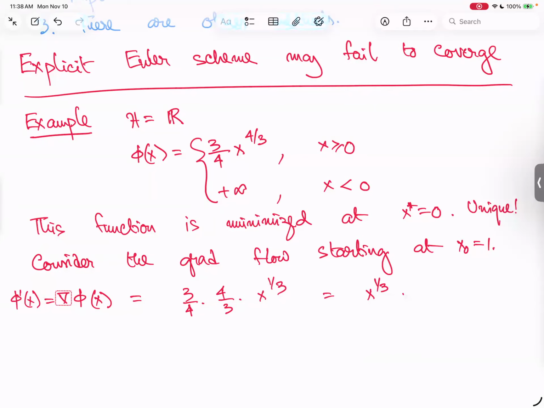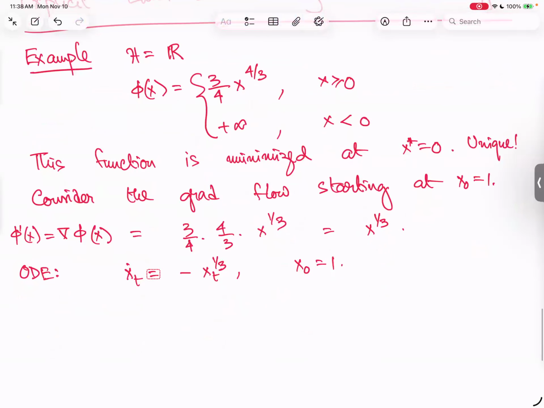So I'm looking for a solution of the following ODE, where x_t dot is equal to minus x_t to the power 1/3, starting from x0 equals 1. You can explicitly solve for this. This is not a difficult ODE to solve. And you can see that the solution is given by x_t equal to (1 minus 2t over 3) raised to the power of 3 over 2.